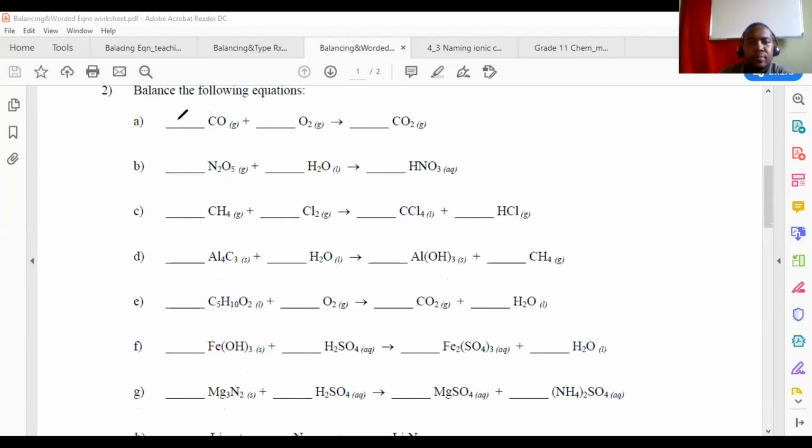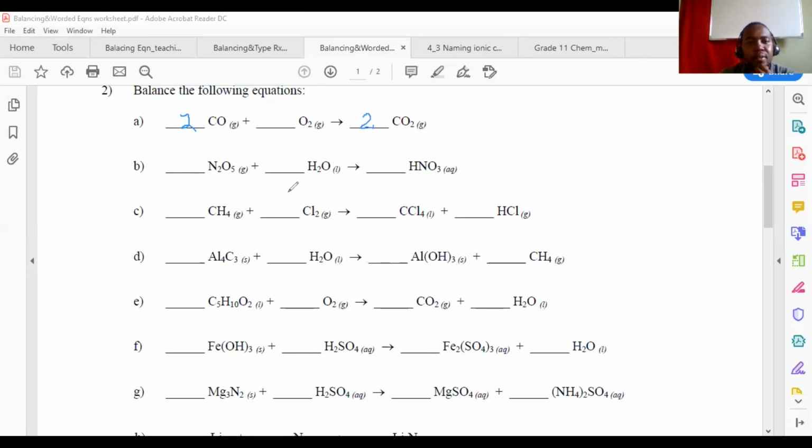The oxygen is unbalanced, so we need to balance off the oxygen. Adding a 2 in front. Where would the 2 go? In front of this CO gas. So put the 2 in front of the CO gas here. But that's not balanced yet. So then in the product, in front of that, another 2.